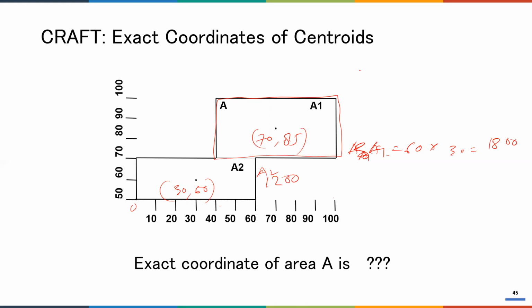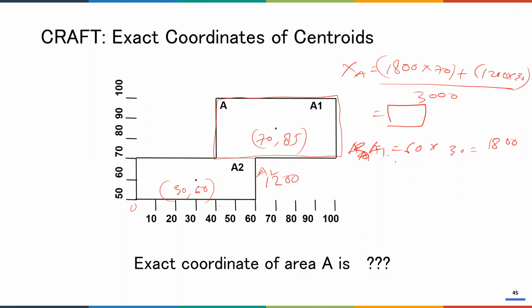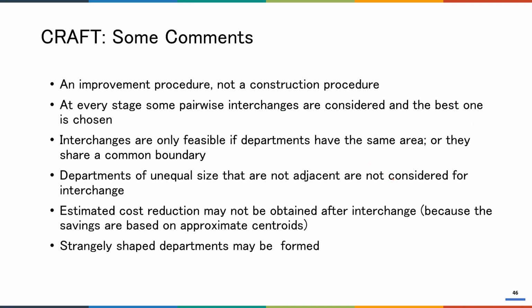So for XA, it will be A1 plus A2, divided by 3000, this one plus this one. So I don't know how much, something like that. Yeah, we can calculate it like that for Y too.